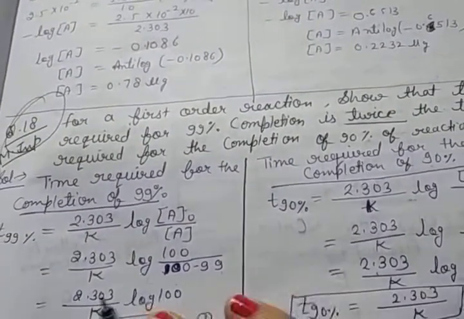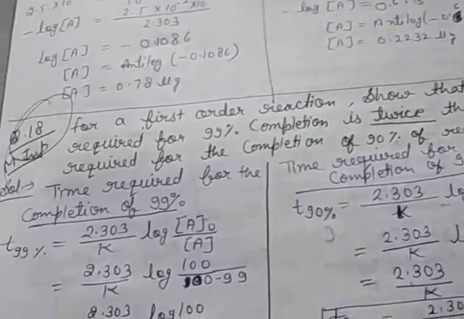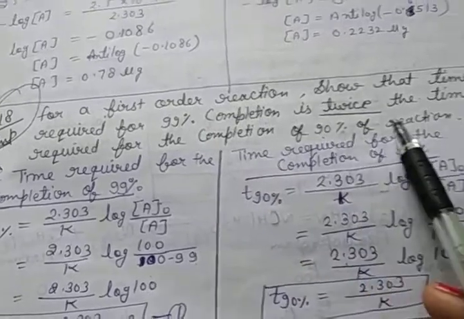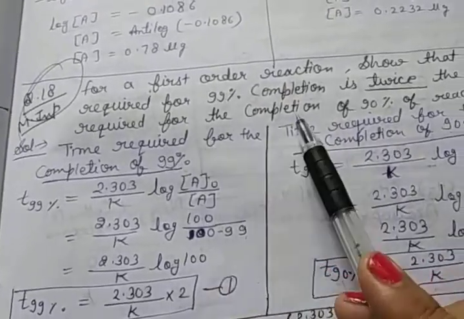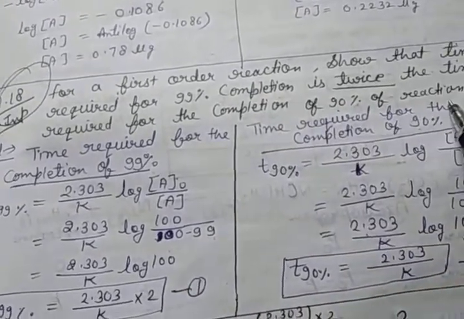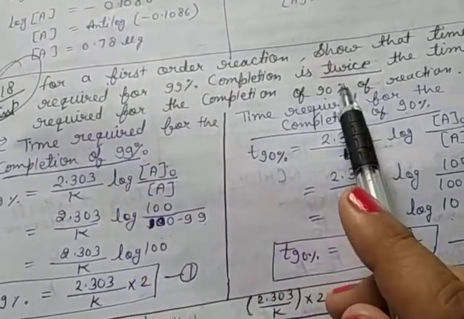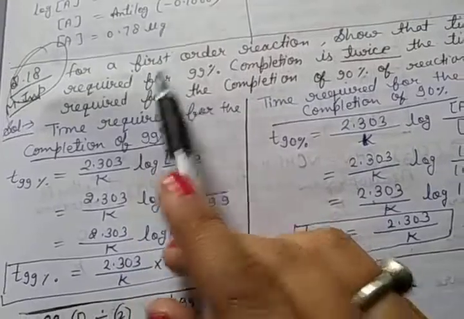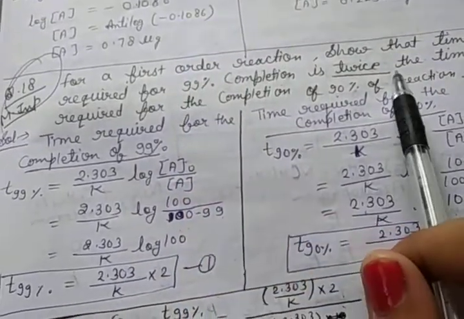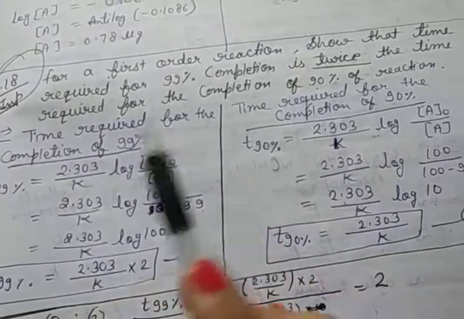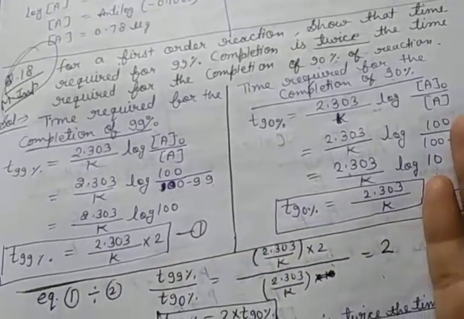Then question number 18. For a first order reaction, show that the time required for 99% completion is twice the time required for the completion of 90% of the reaction. Here completion is given as 99 and 90%. And which order reaction? First order reaction. And we have to find time. So the completion of the 99% you write on one side, and the completion of the 90% on the other side.